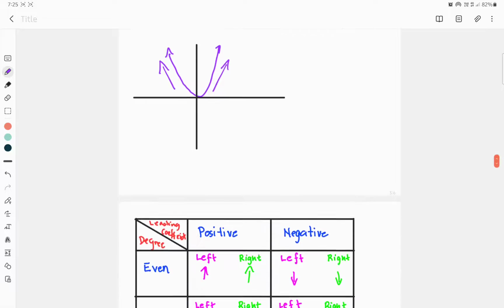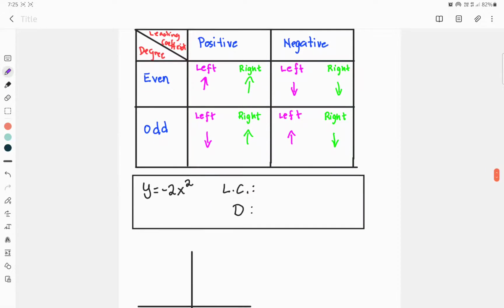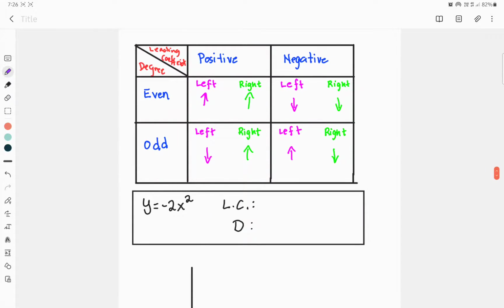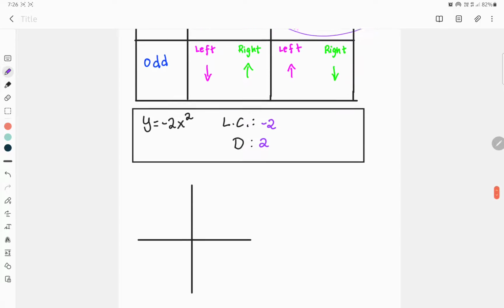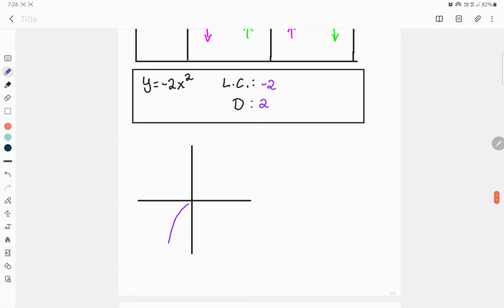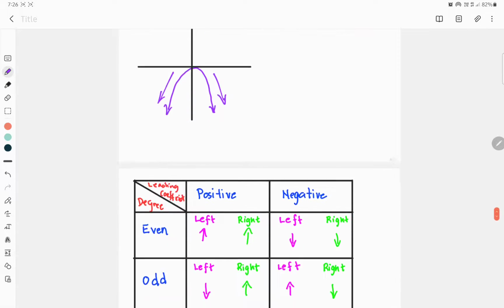Okay, now let's have another example. The leading coefficient is negative 2 and the degree is 2. As you can see, this is negative and then even. So the end behavior of the graph would be like this, going down and going down as well. That's how it works.